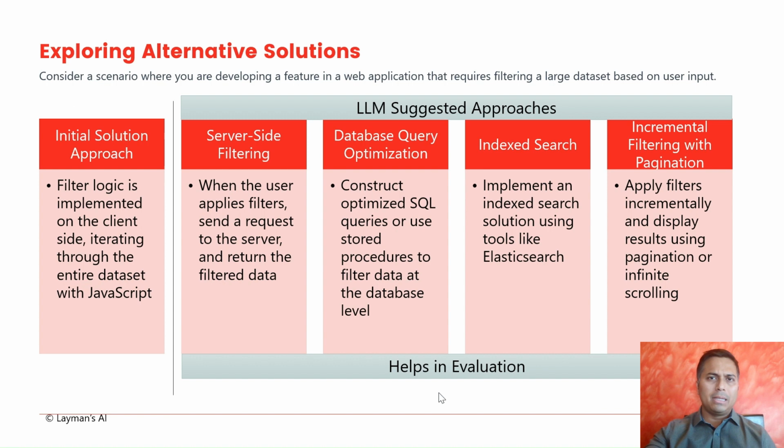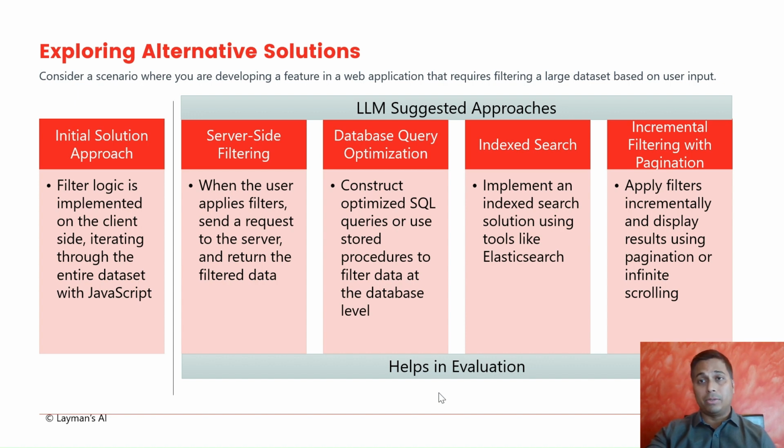So for example, let's say you're building a web application that requires filtering large data sets on user input. Now let's say your initial solution is to just filter it on the client side by using some JavaScript, right? The solution might be good for a small data set, but the moment the data set becomes large, there are a lot of challenges in doing this. Now, if you ask an LLM for various other ways to do this, there are multiple things it can come up with. For example, it can tell you about server side filtering, where instead of client side filtering, the filtering is done on the server before the final filtered data is sent to the user.